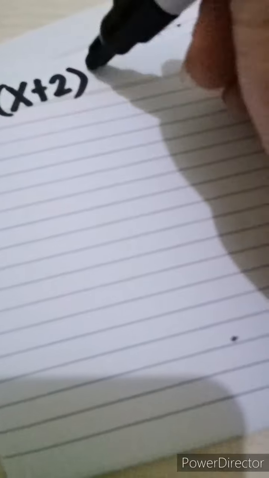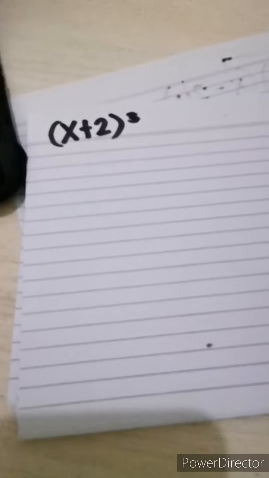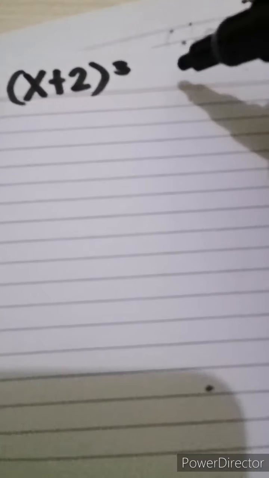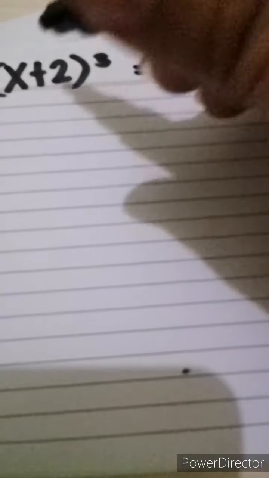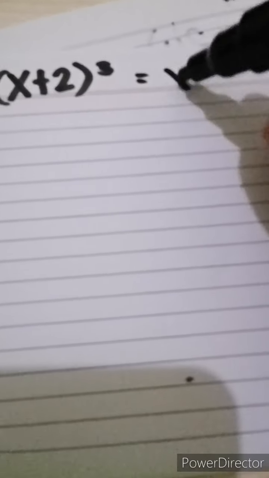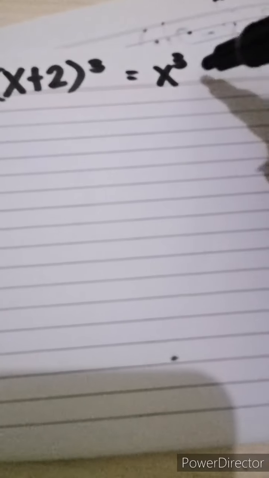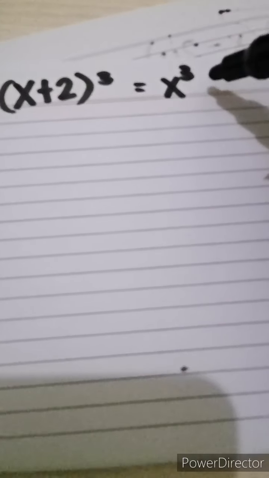Okay, the next one is the cube of a binomial. So, what is a cube of a binomial? So, for example, I have the given x plus 2 and then we need to get the cube of x plus 2. So, ang unang gagawin, cube the first term. So, again, our first term is x. So, x cube.